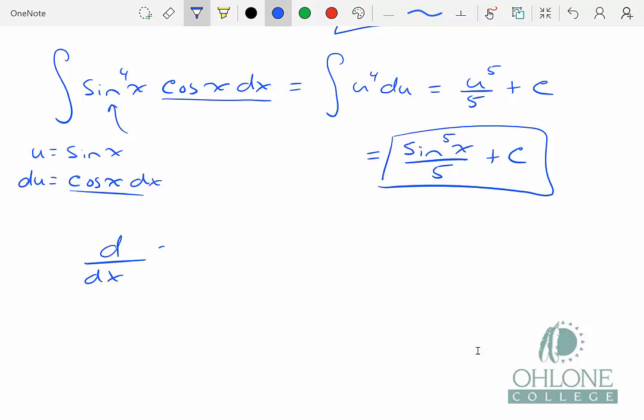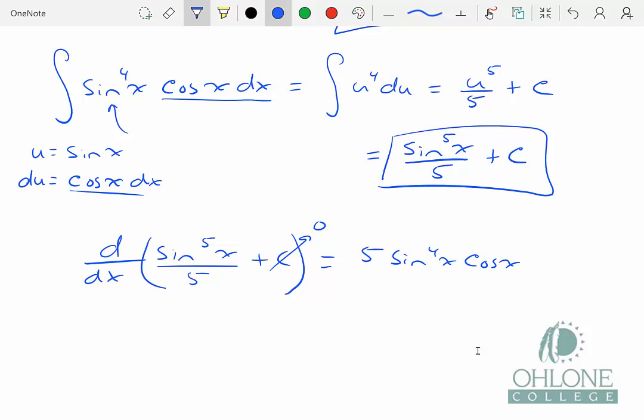d/dx of the sine to the 5th of x all over 5 plus c. Obviously, the derivative of c is going to be 0, and so the derivative of sine to the 5th will be 5 times the sine to the 4th of x times the derivative of the inside, which is the cosine of x, and all of that is divided by this 5, and those 5's are going to cancel, and it leaves me with sine to the 4th of x, cosine of x.